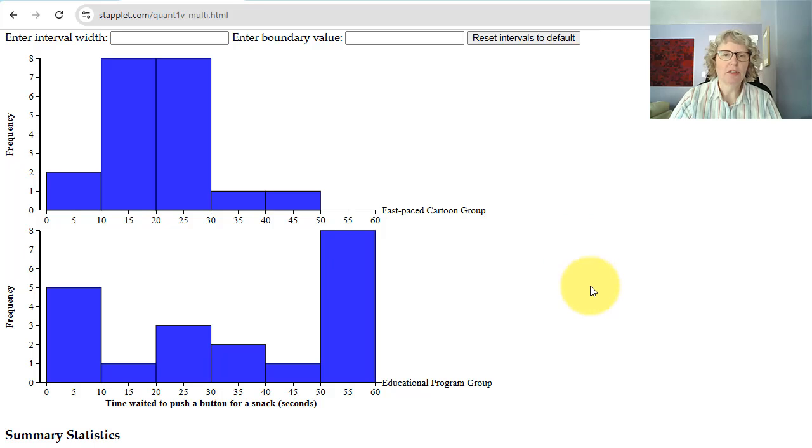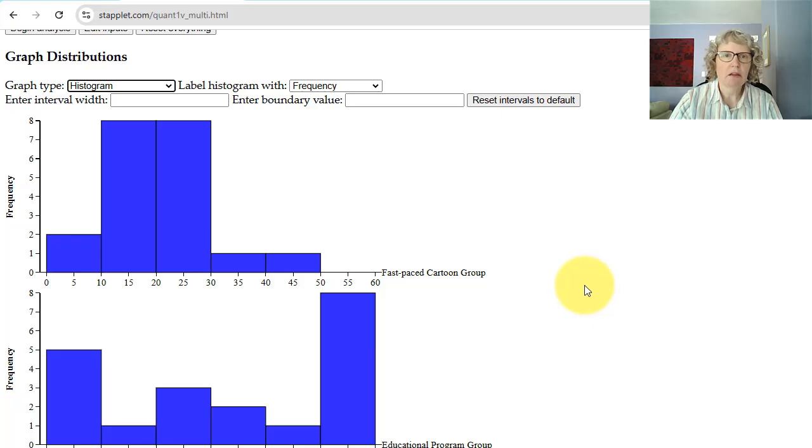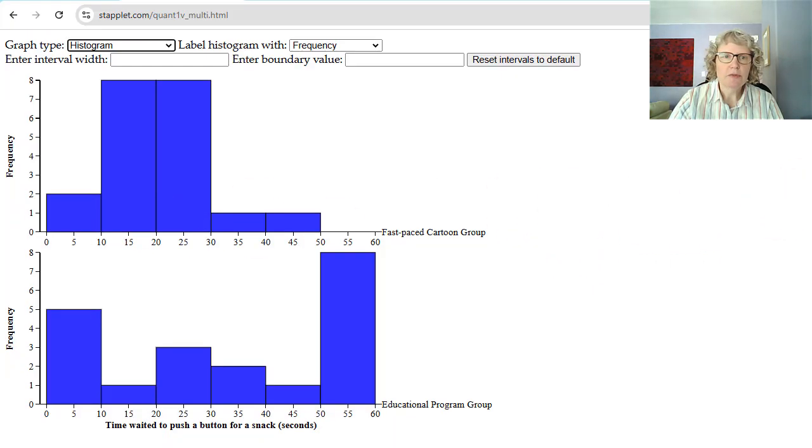What do you think about nearly normal? What would you say? The fast-paced cartoon group looks nearly normal to me, but the educational program group is super interesting. This is like bimodal or trimodal, and it's really U-shaped. So you've got a big group, 5 kids, with a really small wait time, but then you've got a bunch in the middle, and then you've got another group, 8 kids, with a really large or long wait time.